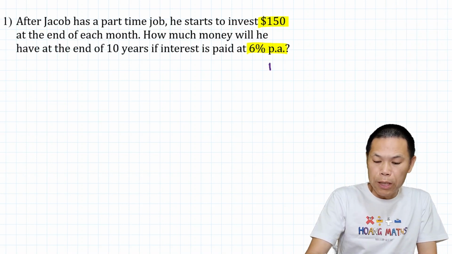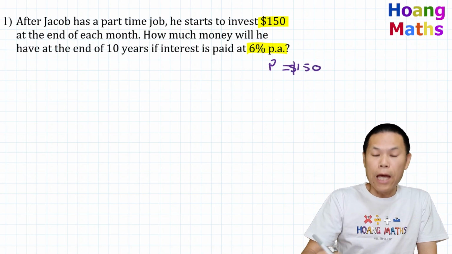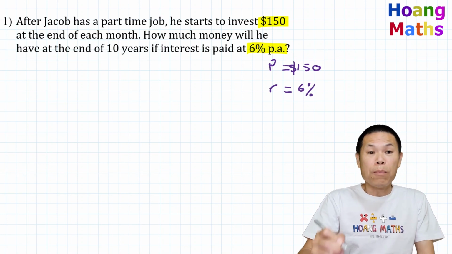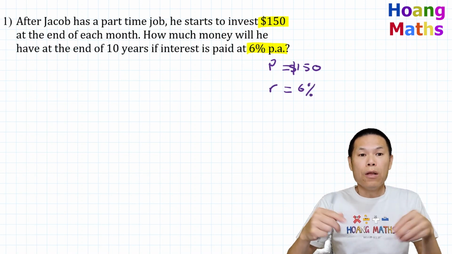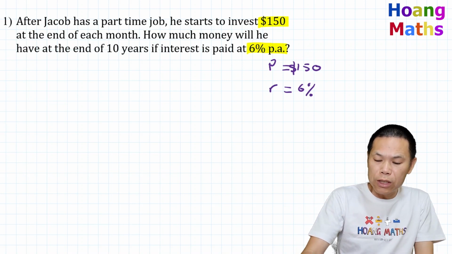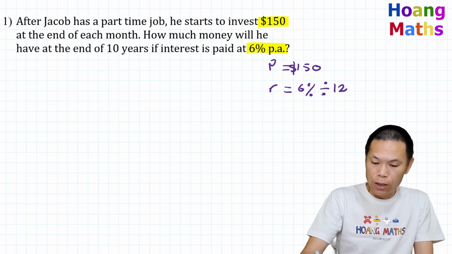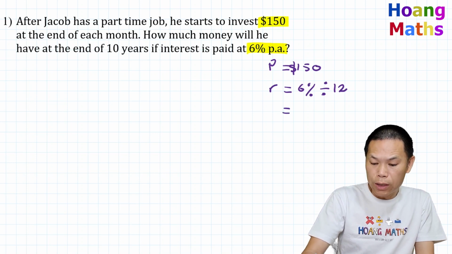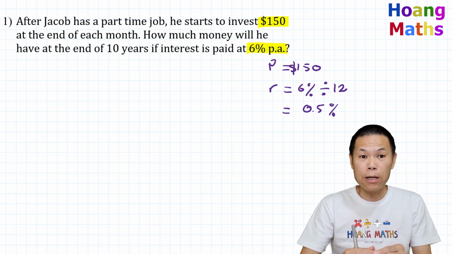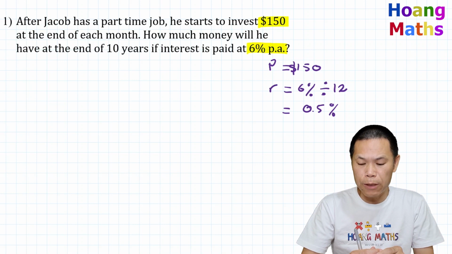So we know that P is $150 and the interest rate is 6% per annum, but because it's compounded monthly, because he deposits every month, we must divide this by the months. That is 12 months in a year. So 6 divided by 12 is 0.5. So the answer is 0.5% per month. Okay, keep that in mind for me.